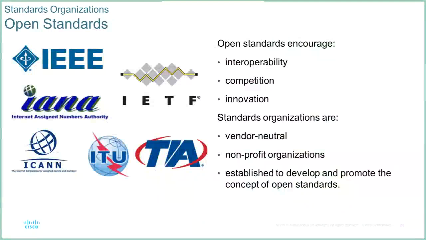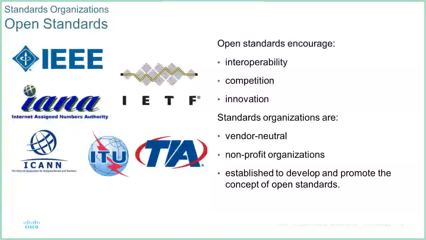I'm not going to read out all of these. I'm just going to say standard organizations are there to control the protocols and other areas so that we have the ability to work together across any vendor-specific equipment. That's what interoperability, competition, and innovation covers. Yes, you've got the various manufacturers out there, but they need to work together for networking to be effective.